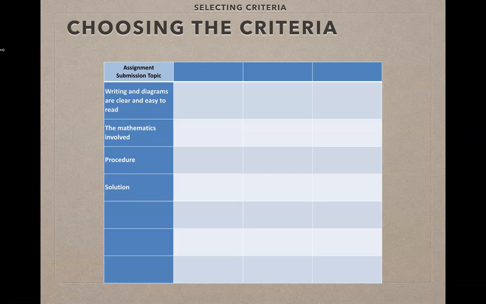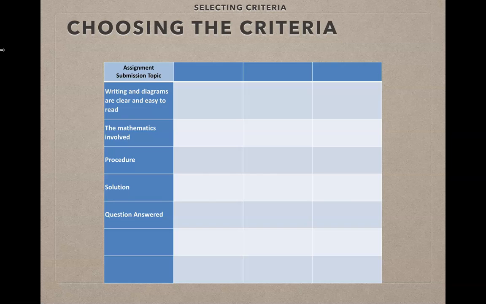The solution. It would be awesome if they came up with the correct solution. It would be awesome if they came up with a solution, right? That their equation or whatever they're using to solve the problem actually ends and comes up with a solution. And so we want a solution here, preferably the correct solution. That would be good.